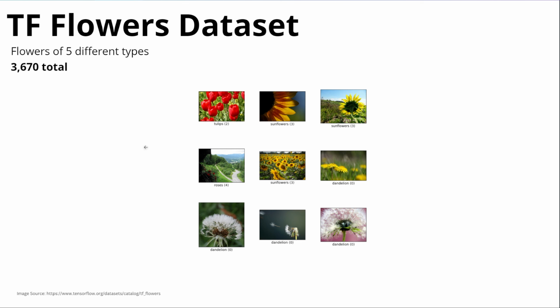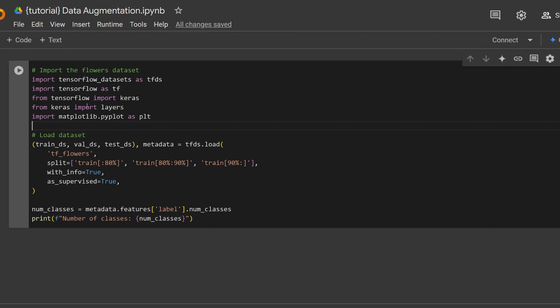So let's get started. All right, here's some code. We're going to start by importing the flowers dataset from TensorFlow. We're just going to do TFDS, which stands for TensorFlow datasets. So we're importing TensorFlow datasets as TFDS. Then we're going to load in the tf_flowers dataset.